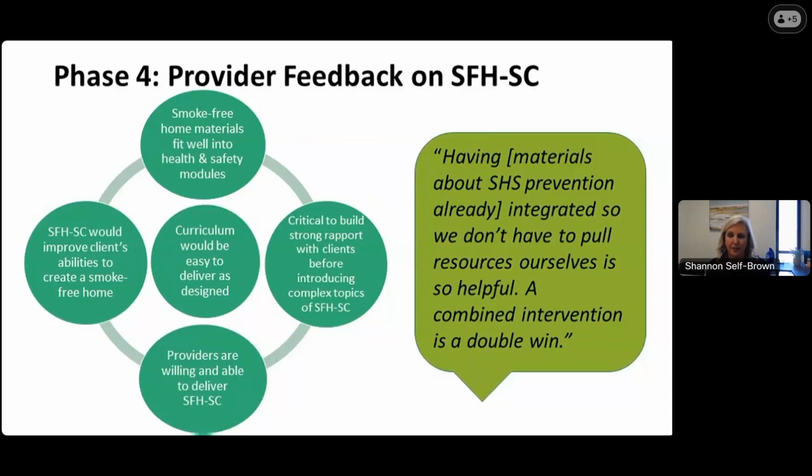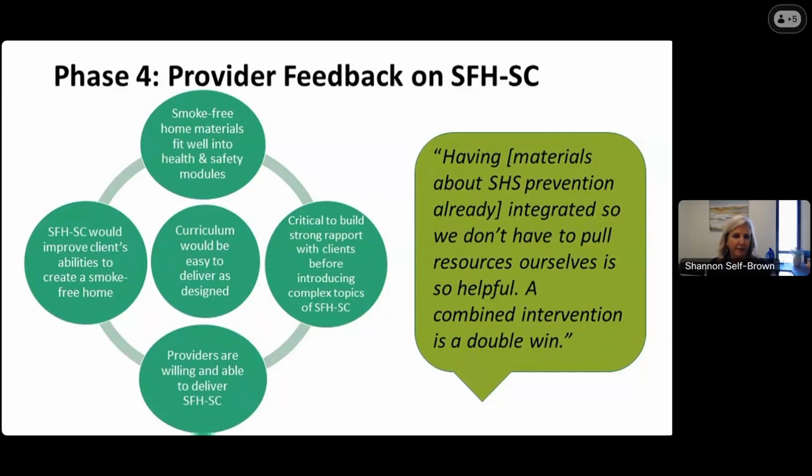When we did our interviews with the Safe Care providers, they encouraged us to have the smoke-free home materials in the child health module and in the home safety module. They did not think that the materials fit or aligned as seamlessly in the parent-child interaction module. So we conducted the braid for those 2 modules, and a provider can choose which module they want to deliver the smoke-free home materials to the family in. So it gives the provider some choice over that.